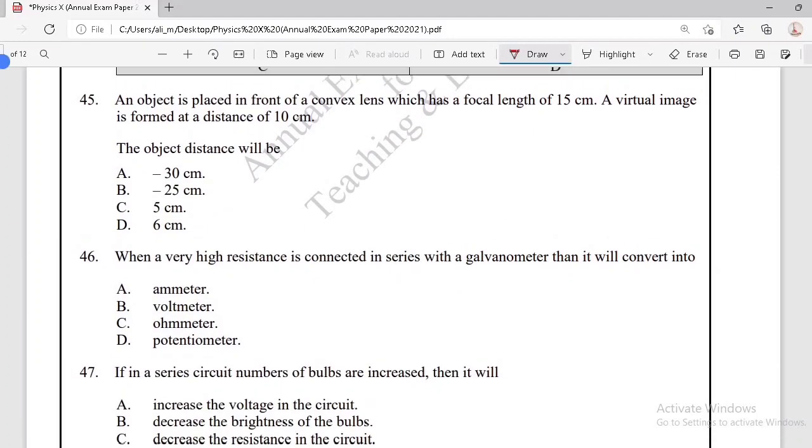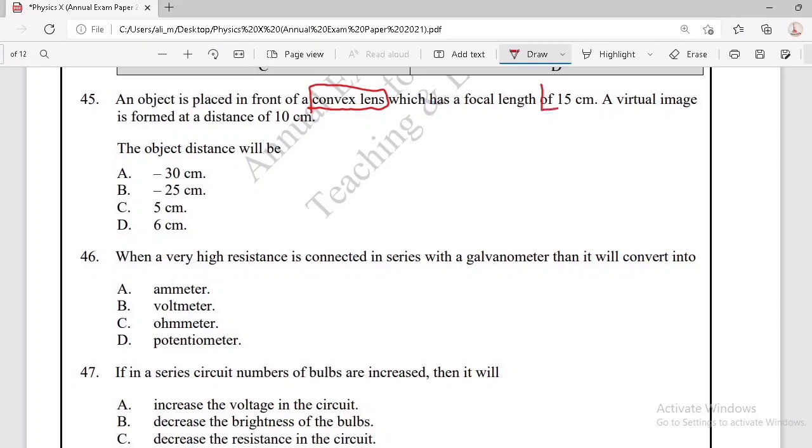Now let's see question number 45. When an object is placed in front of a convex lens, that is a converging lens that has a focal length of 15 centimeters, and this is the focal length that can be taken as positive, a virtual image is formed at a distance of 10. This means this is the distance of image that can be taken as negative, because this is a virtual type of image. So we have to find the distance of the object.